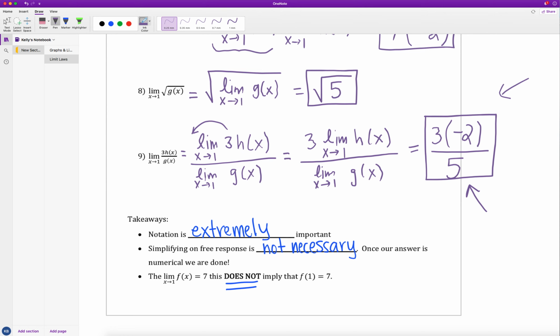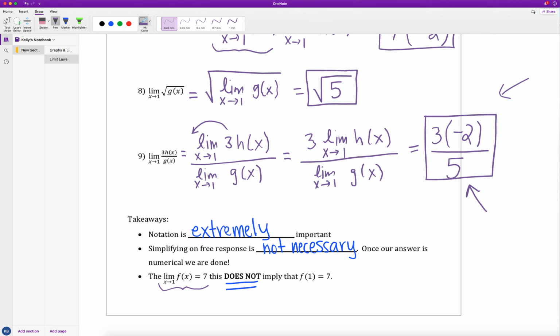Now the last thing I want to point out leads us into continuity, and it says that the limit as x approaches 1 of f of x equals 7. So remember, we were given this up above. That was the information we were given. This does not necessarily imply that f of 1 is equal to 7. And that's a common misconception that a lot of people have. And I can see why.